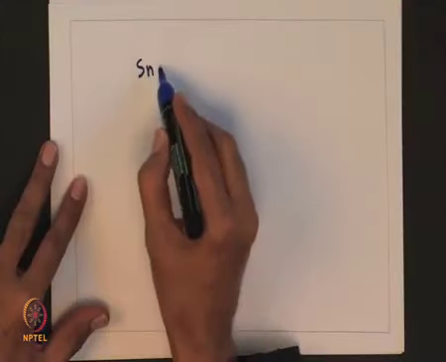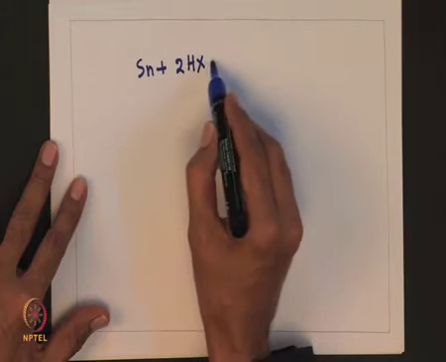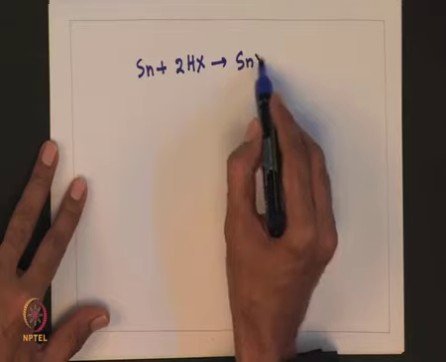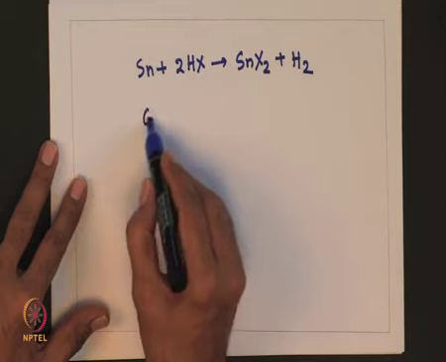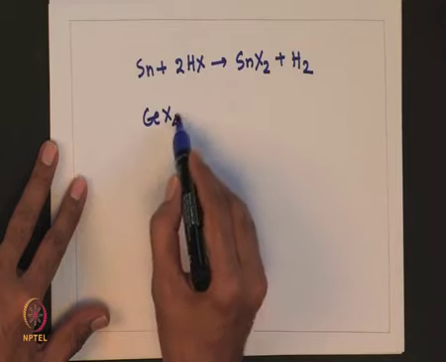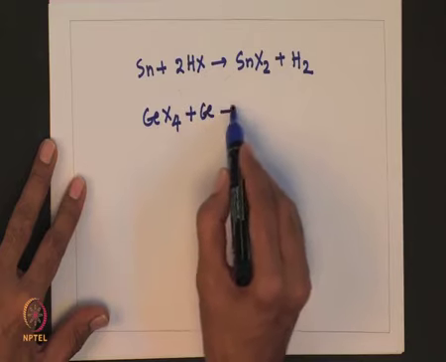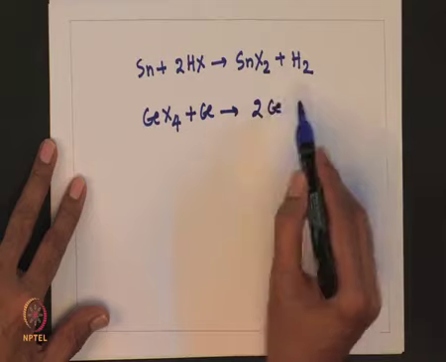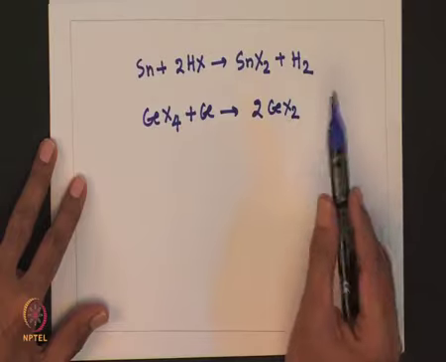So, let us look into the preparation of halides. For example, tin reacts with hydrogen halides to give SnX2, and H2 is liberated. Similarly, GeX4, that means germanium tetrahalide, in combination with germanium can give the divalent halide GeX2. This is called a comproportionation reaction.